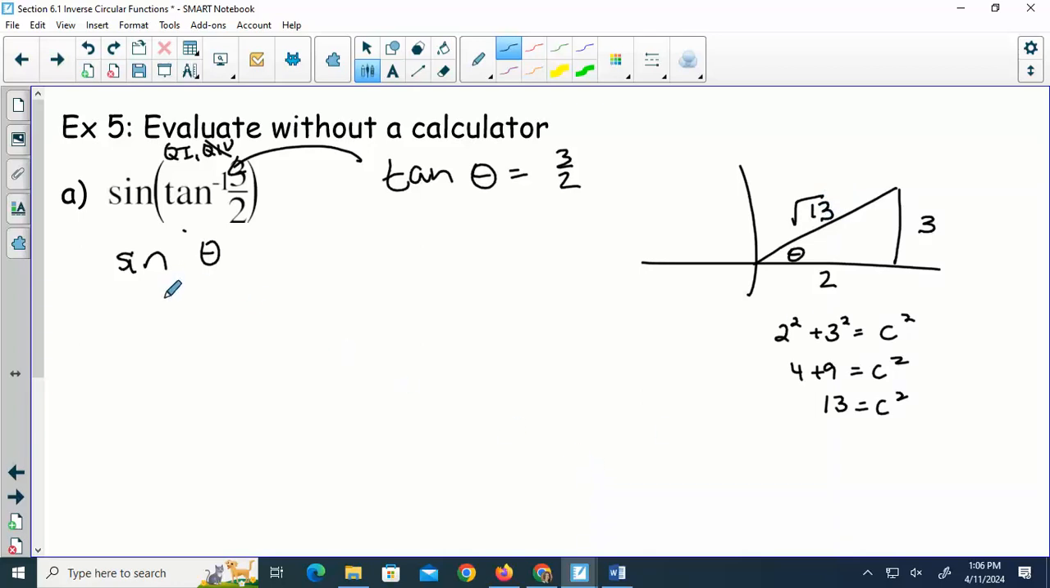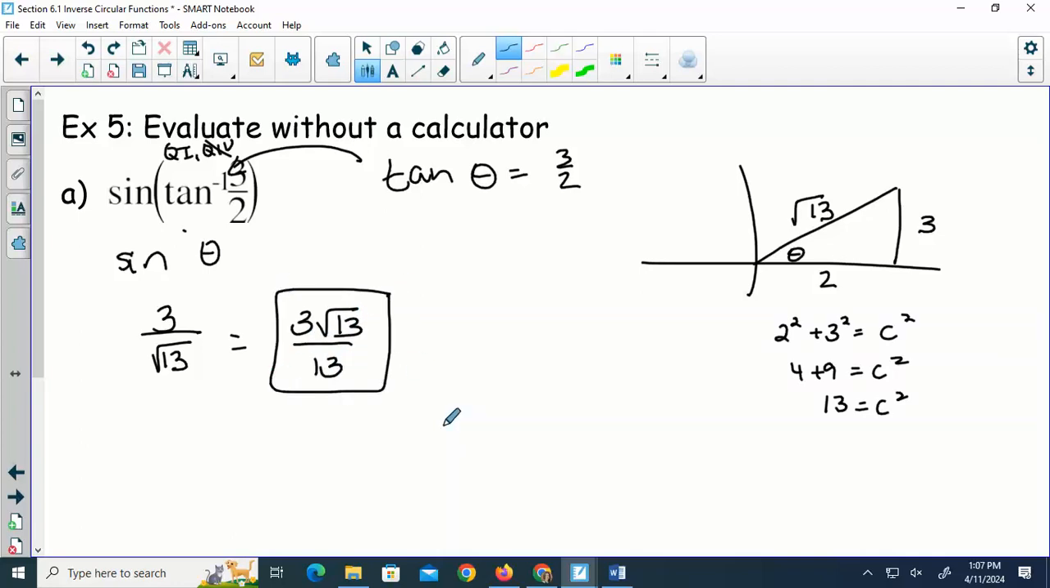So sine, SOHCAHTOA, opposite over hypotenuse, will be 3 over the square root of 13, which is 3 radical 13 over 13. Did we ever actually figure out what the angle was? No, but we didn't have to because we had the information to make our triangle, and we were just asking for sine, a ratio of those sides.